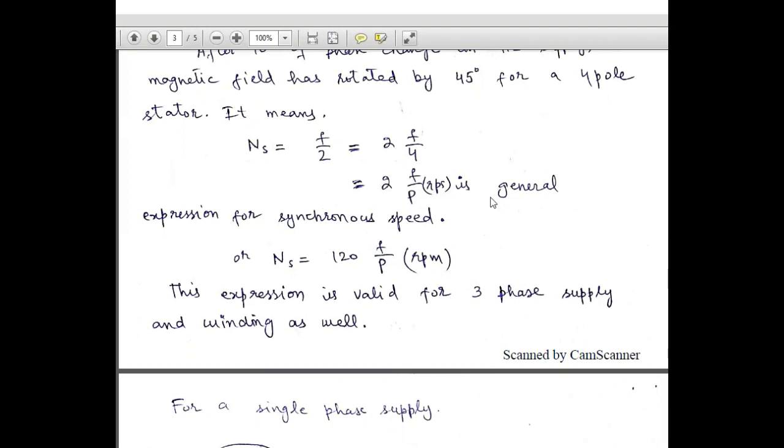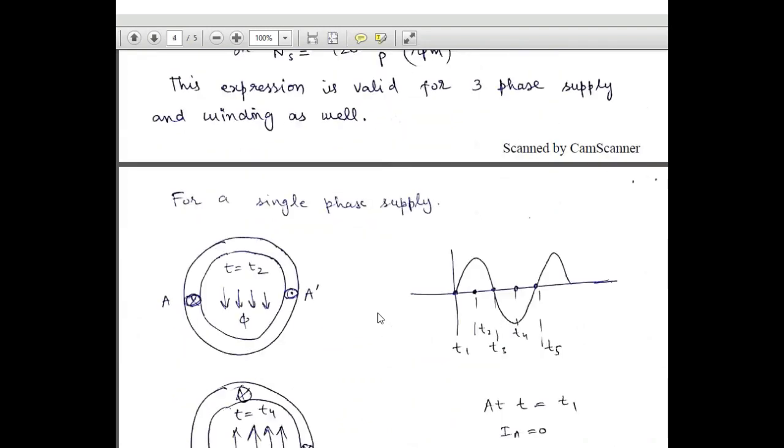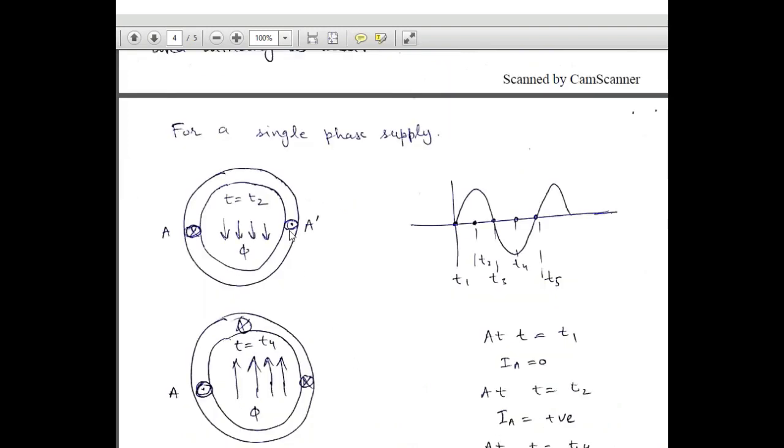So this is a general expression for the synchronous speed, and in rpm we have to multiply this expression by 60, so it will become 120 f over p. And this expression is valid for three-phase supply and three-phase winding as well. Now suppose we have a single phase supply, then how would the magnetic field behave? This is the single phase supply and we have single phase winding, and this is A, and this slot is marked as A dash. At the instant t is equal to t1 and at the instant t is equal to t3, the current is 0 and the magnetic field will be equal to 0.